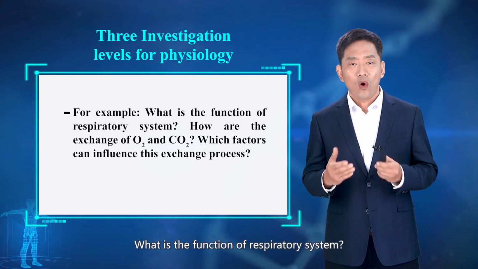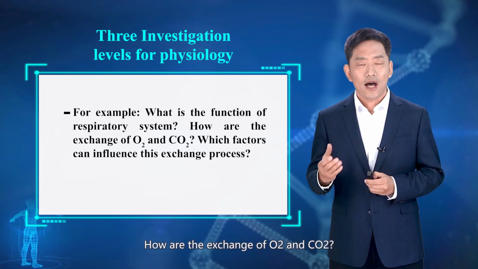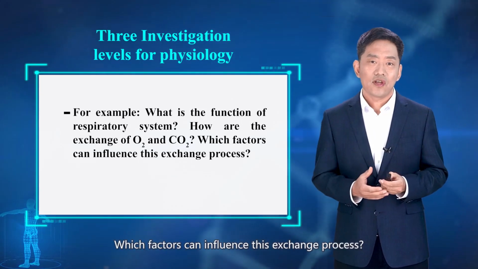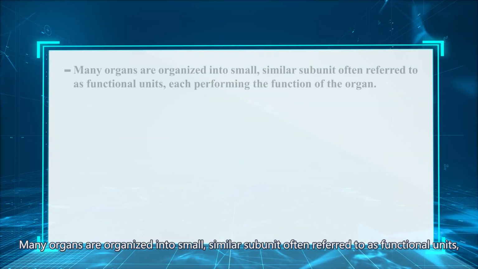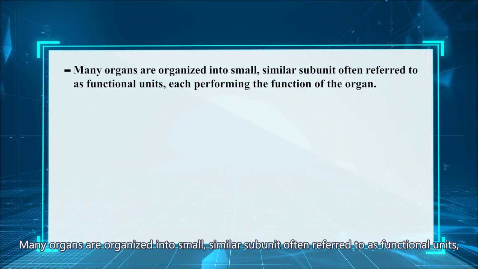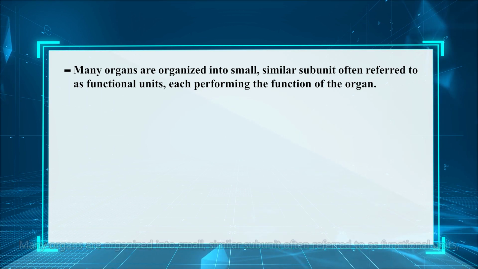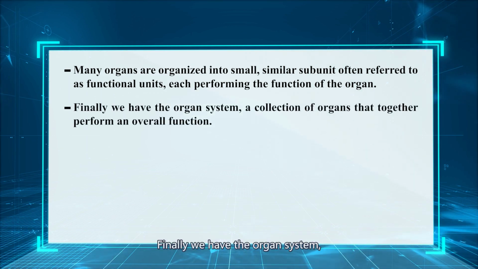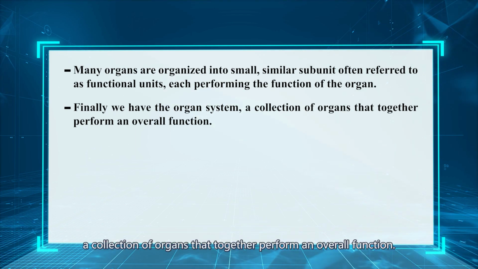For example, what is the function of respiratory system? How are the exchange of oxygen and carbon dioxide? Which factors can influence this exchange process? Many organs are organized into small similar subunits, often referred to as functional units, each performing the function of the organ. Finally, we have the organ system, a collection of organs that together perform overall function.